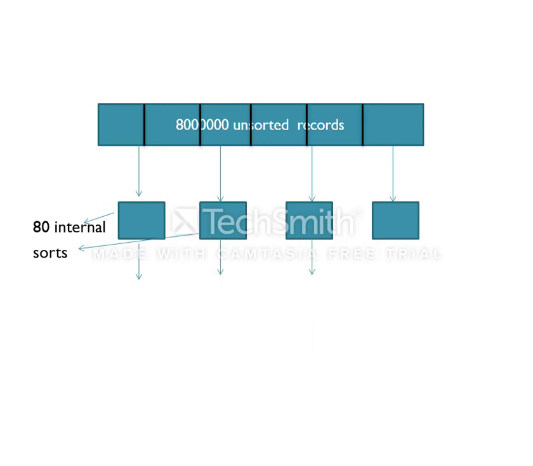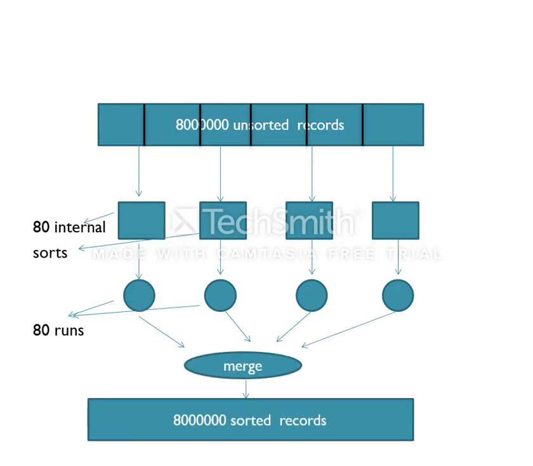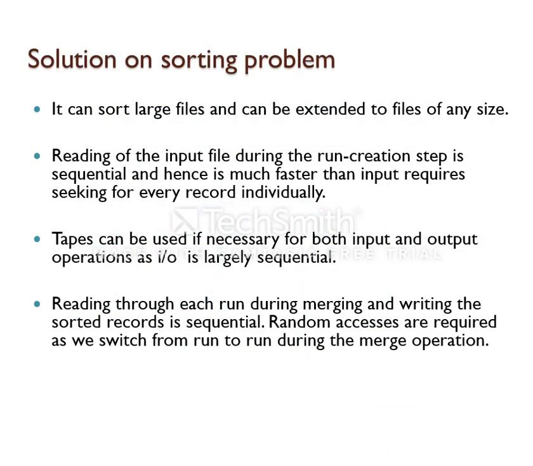Hence, we have the 80 runs in 80 separate files on the disk, and we can create the 80-way merge of these records. Then, using the multi-way merge logic, we create a completely sorted file containing all the original records. After the process, we will see the solution of sorting problems.